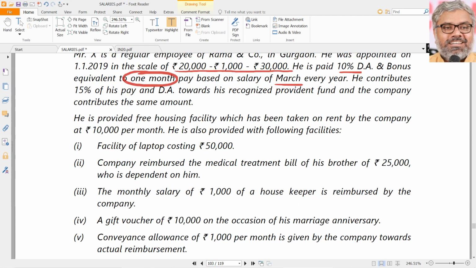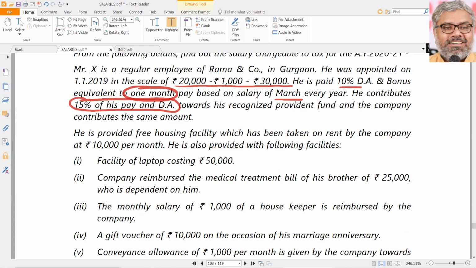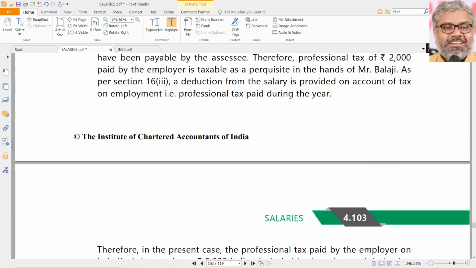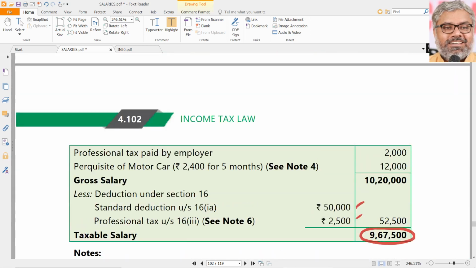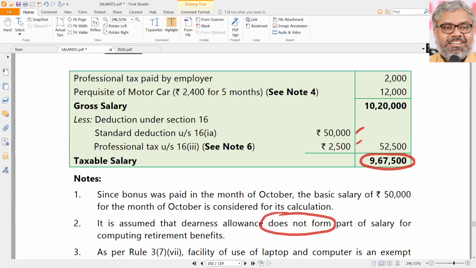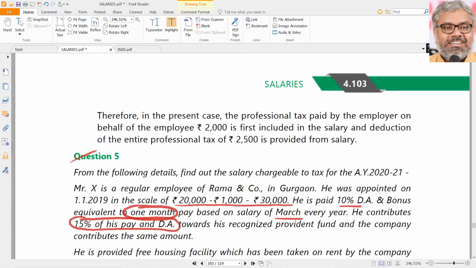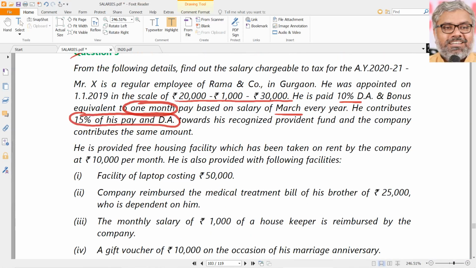He contributes 15% of his pay and DA. So here also whether DA is forming or not forming is not given clearly. You can assume forming in this case. Convenient. In the earlier problem you could assume it is not forming because it was convenient. Directly you could take 4% of basic. Here, because it is mentioned that he is contributing 15% of basic and DA, take DA as forming part. Then easily you can say 3% of basic and DA will be taxable towards the employer's contribution, because the company is also contributing the same amount.